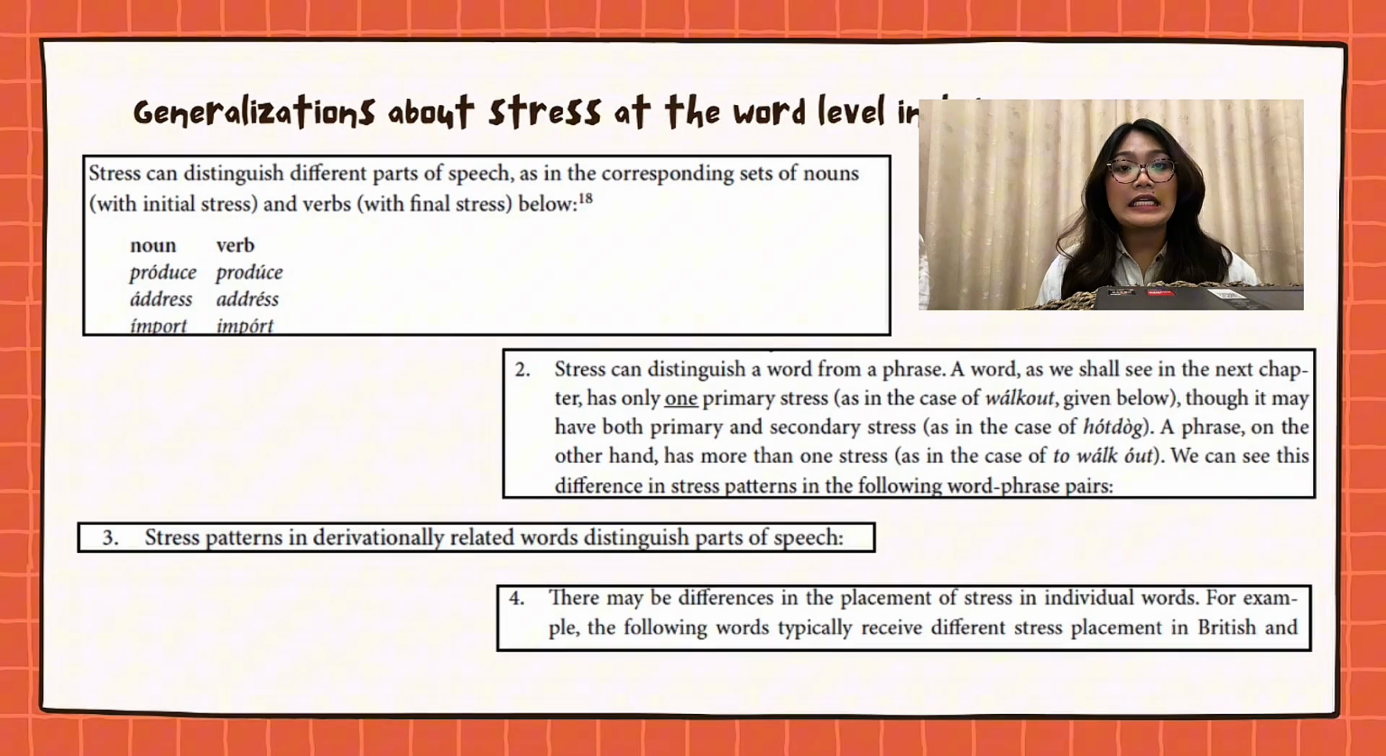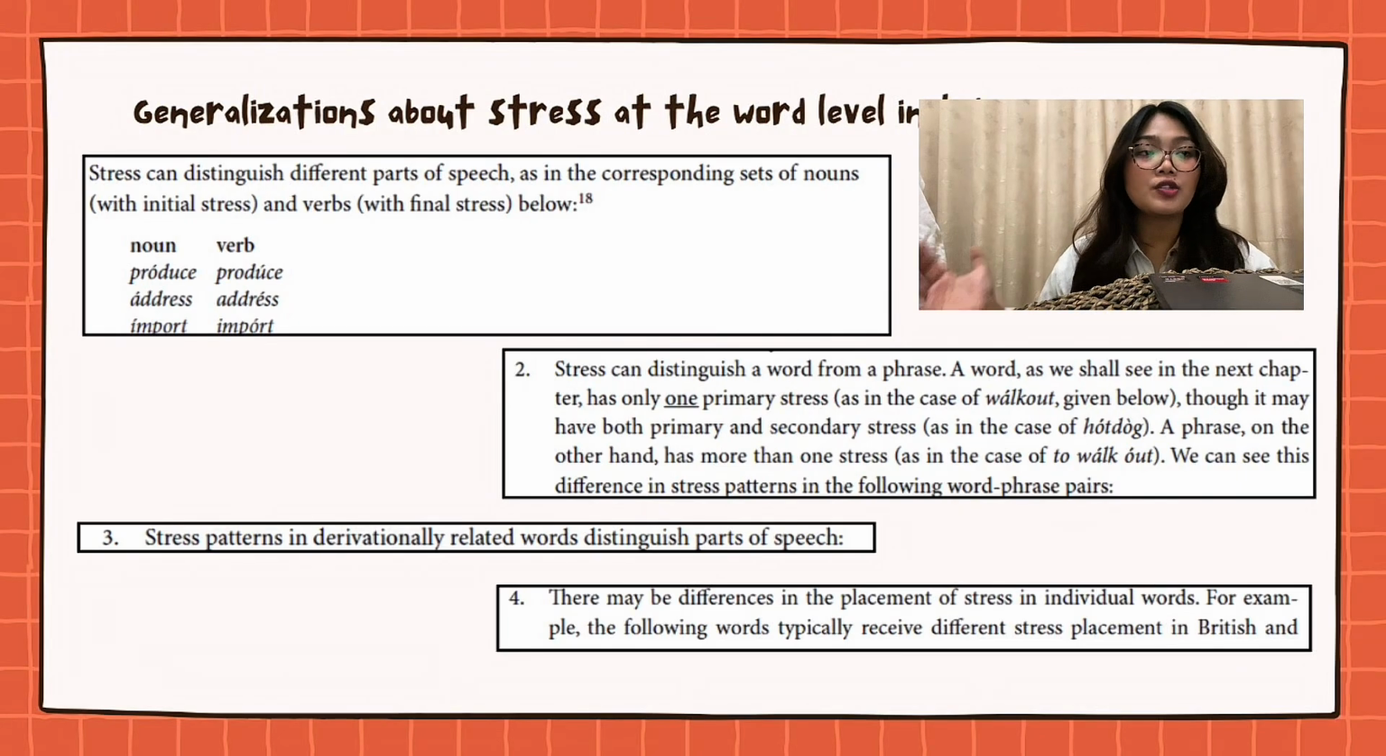Next is address, the noun, and then the verb address. And last is import, the noun, and the verb import.